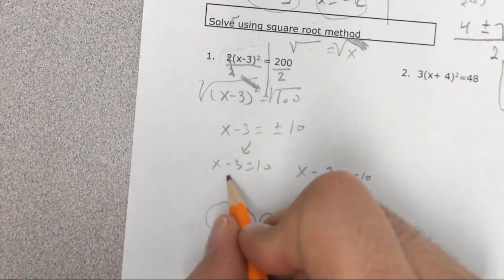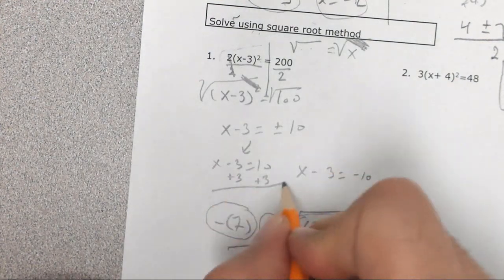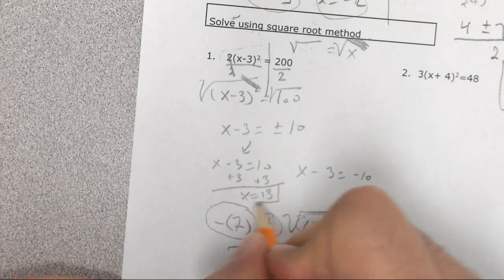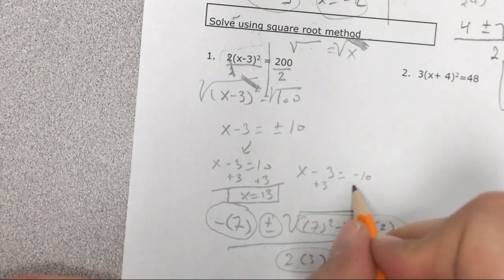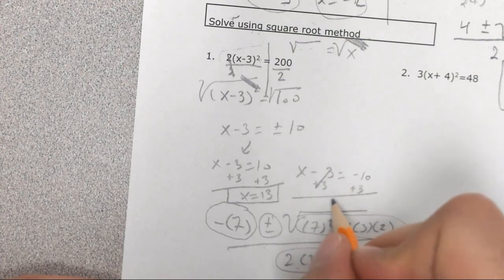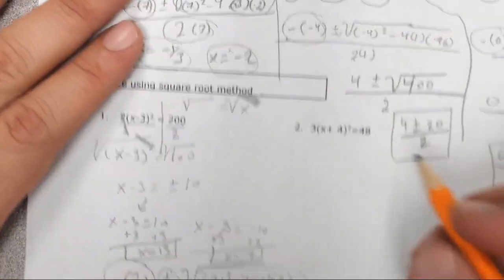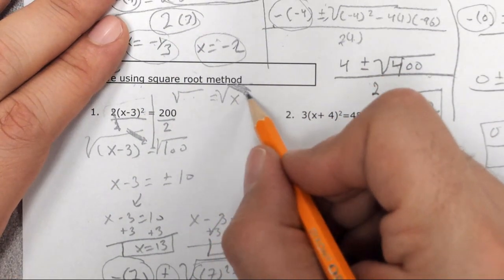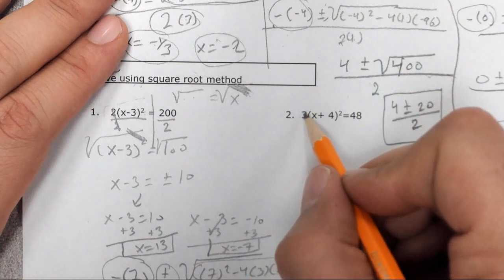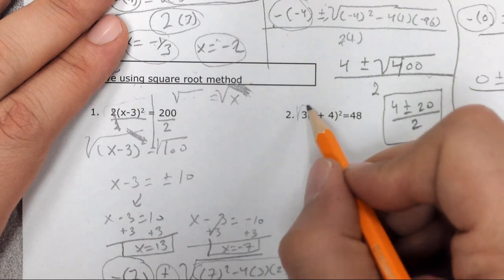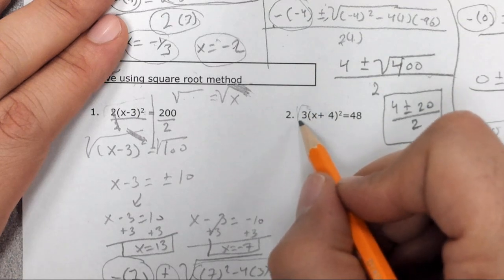So, opposite of minus 3 is plus 3. First answer, x equals 13. Opposite minus 3 is plus 3. These cross out. X equals negative 7. Let's do it again. A square root cancels only a square. And here, there's a 3. It doesn't have a square on it. I can't use it on there until I get rid of that 3.